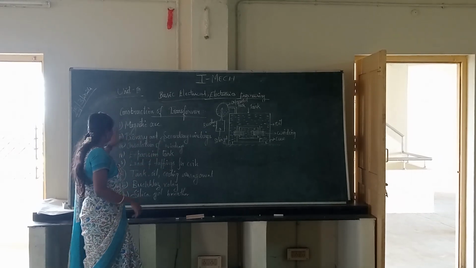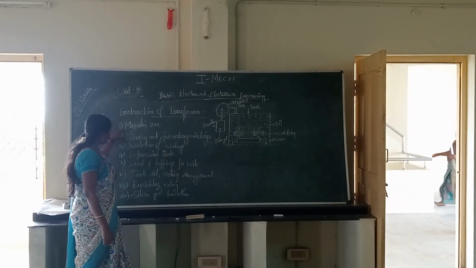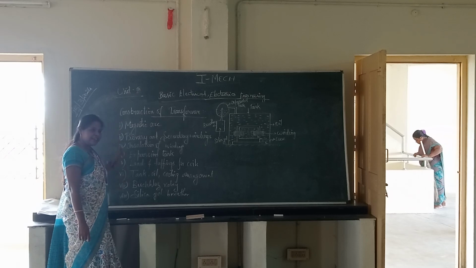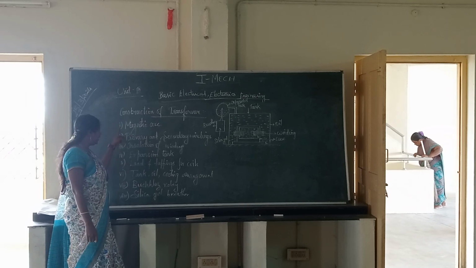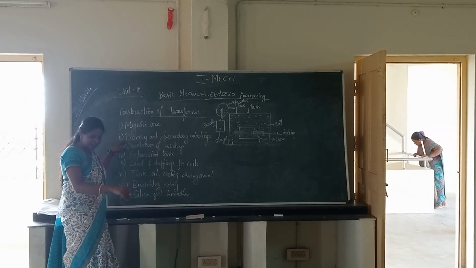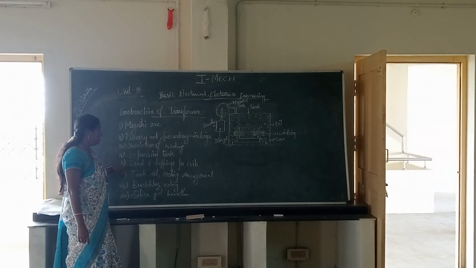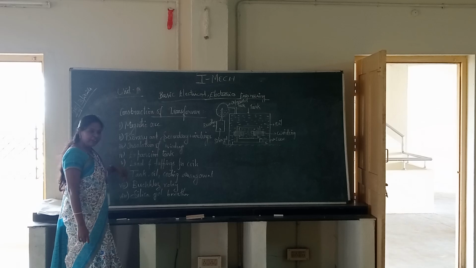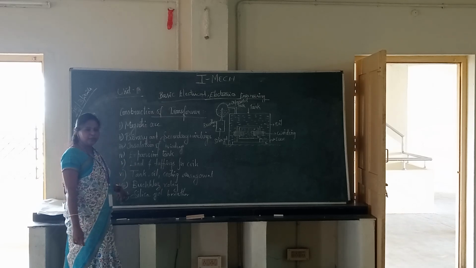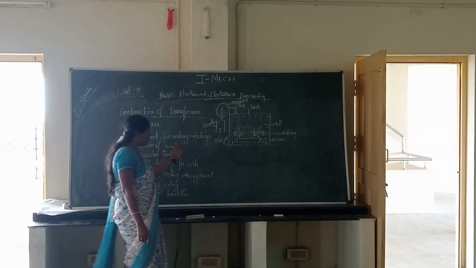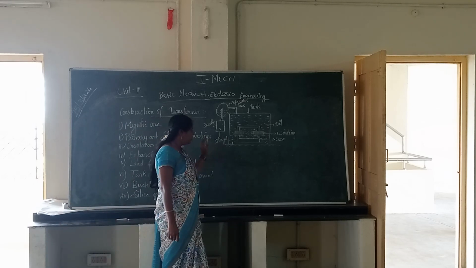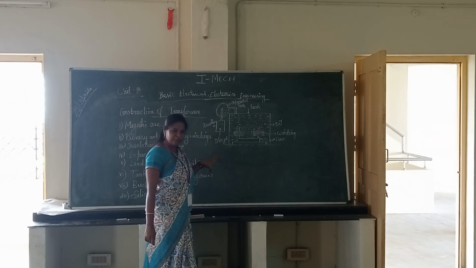Transformer. Okay. So the construction of transformer. The transformer contains these parts: magnetic core, primary and secondary winding, insulation of winding, expansion tank, lead and tappings for coil, tank, oil and cooling arrangement, Buchholz relay, and silica gel breather. Okay. Whereas the relay is not shown in the diagram. Other parts you cannot see.